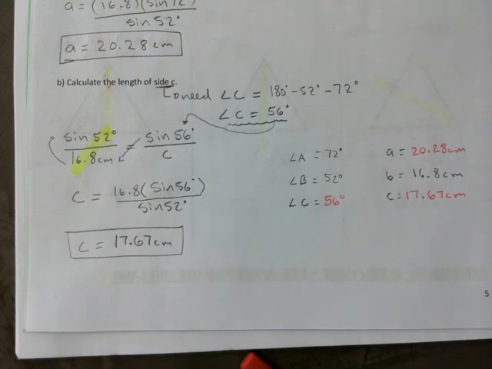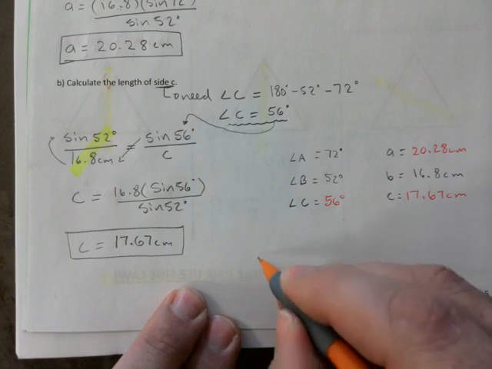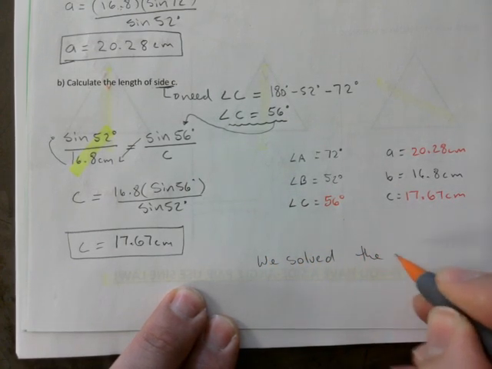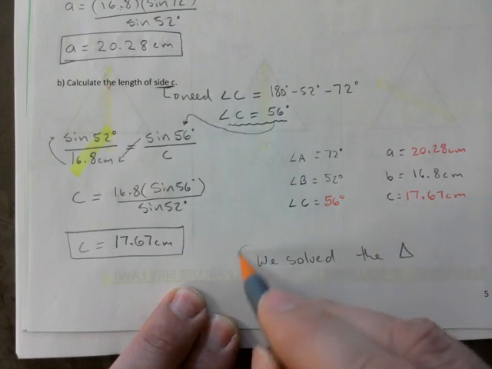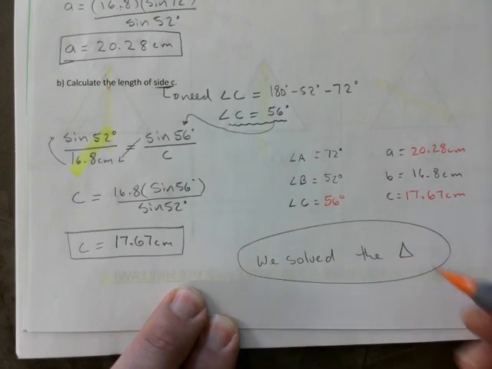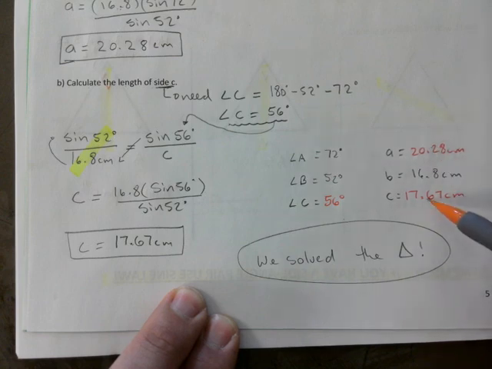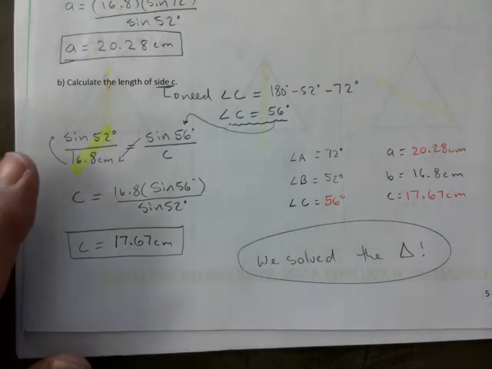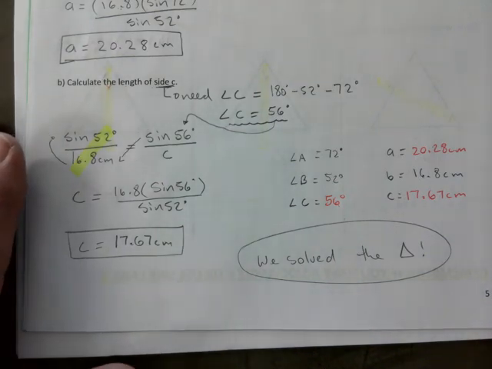What do you call it when we solve for everything? All sides, all angles. We solved the triangle. Okay? We solved the triangle. You solved for all sides. There were 2 missing and one unknown angle. One more thing, guys. This is before you work.